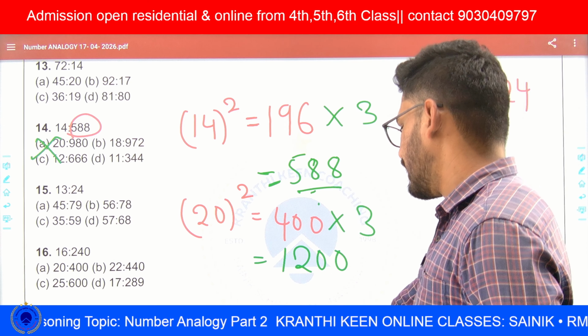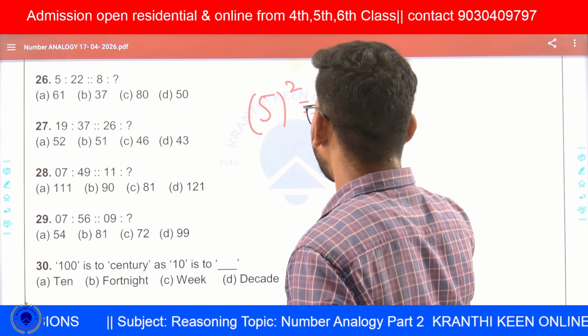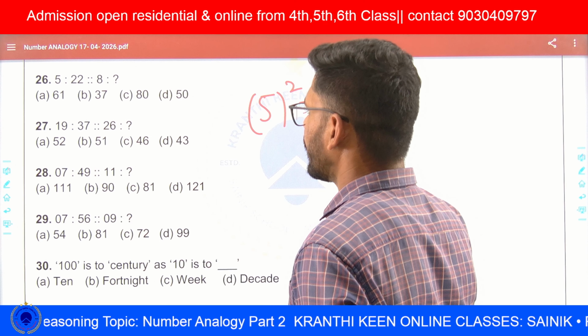Okay, let's see the 26th question. What is the 26th question? 5 is related to 22. 8 is related to what? See 5 and 22: if you see, it is 5 square. 5 square is nothing but how much? 25. 25 minus 3, that is directly related to 22.